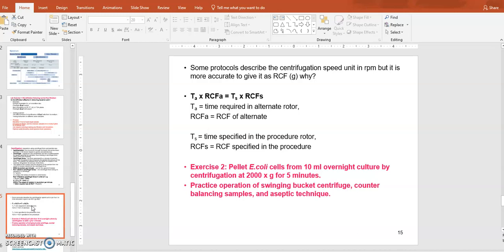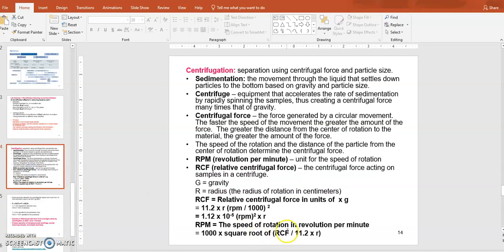But if you have multiple centrifuges, and those centrifuges have different rotor designs, so the rotors have different sizes, then it's much better to describe in RCF than RPM. The reason is that different rotor designs and sizes present different radius sizes, right? If you look at this equation, the radius is a big factor. When you describe in RPM, that doesn't consider what the radius size is. If you describe in RCF, it considers both.